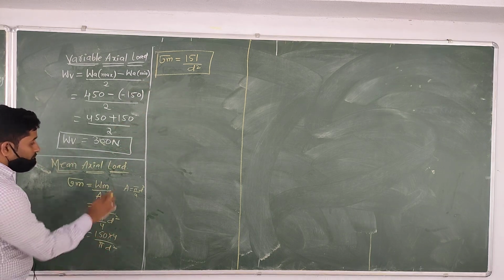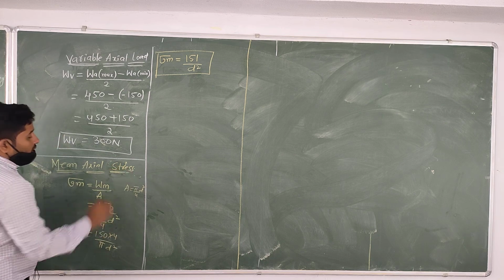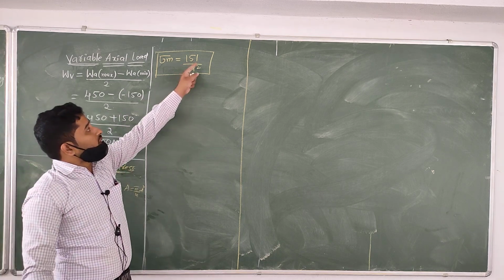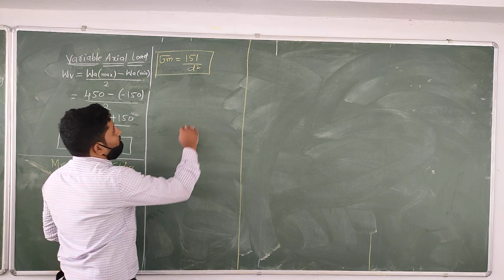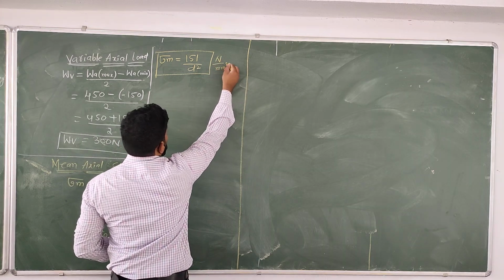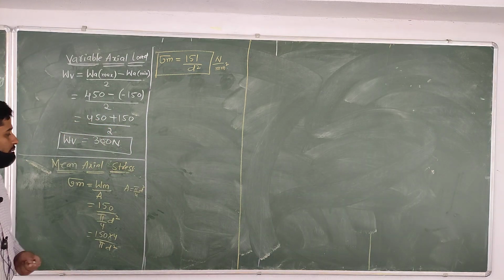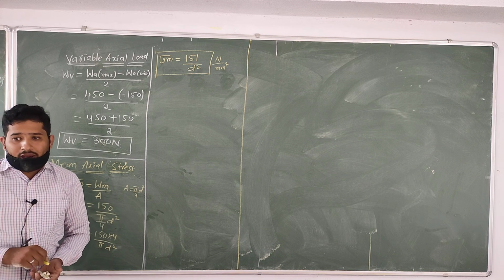How much did we get here? Mean axial stress. Okay dear, how much did we get here? 191 by d square. So what will be the unit? The unit should be Newton per millimeter square. The unit should be there. Again, what do we need to find out? We need to find out the variable axial stress. We need to find that in this case.